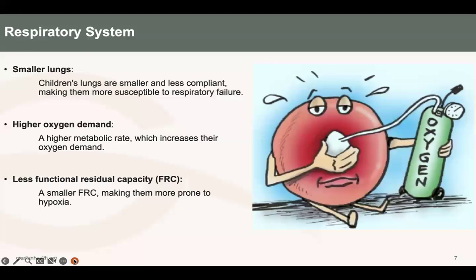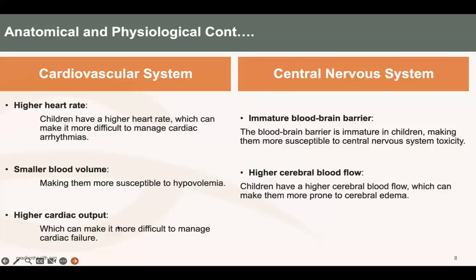So as you can see, in someone who can't reserve a lot of oxygen, but whose demand is also high, it puts them even more at risk of completely running out of oxygen and developing hypoxia, which is lack of oxygen. So that is important. Then when it comes to other systems like the cardiovascular system and the central nervous system, we see a similar trend. It's always about immaturity.